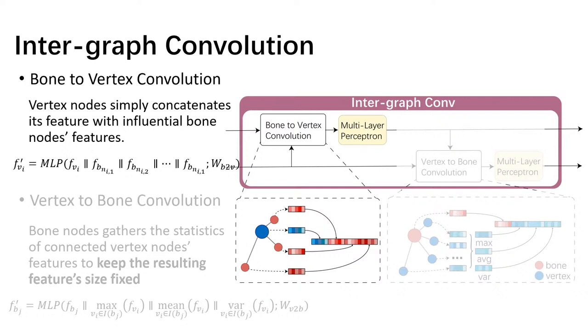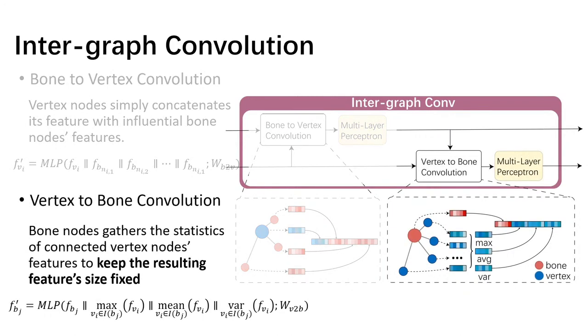Within the intergraph convolution operation, the vertex nodes and bone nodes aggregate information from each other mutually. Due to the unbalanced property of the two graphs, where the mesh graph contains thousands of nodes, while the skeleton graph has no more than 100 nodes, we design the vertex-to-bone and bone-to-vertex operations differently. For bone-to-vertex convolution, as a vertex is influenced by k bones, we simply concatenate its feature with the k influential bone nodes' features, and the resulting feature size is fixed.